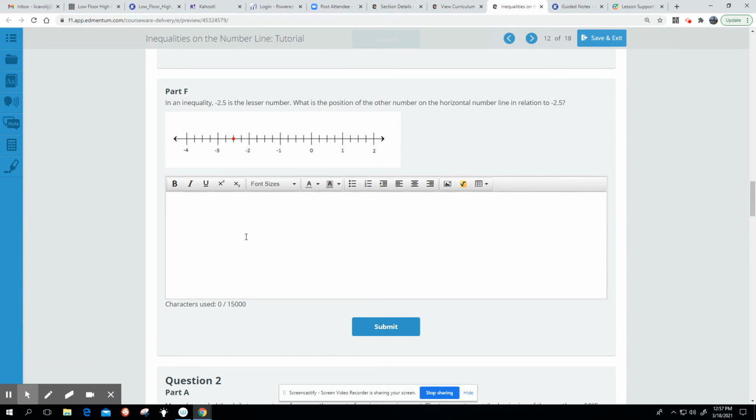Part F, in an inequality, negative 2.5 is the lesser number. What is the position of the other number on the horizontal number line in relation to negative 2.5? So if negative 2.5 is the smaller number, if we have a larger number, then it would have to be to the right of negative 2.5. So the other number would have to be to the right of negative 2.5 because it would be greater than negative 2.5.